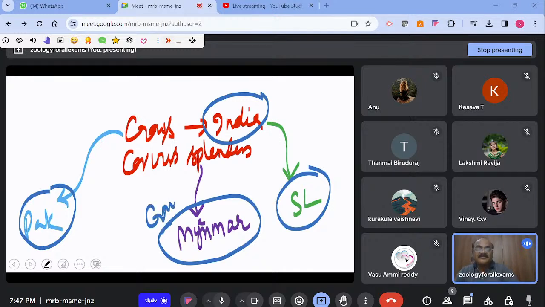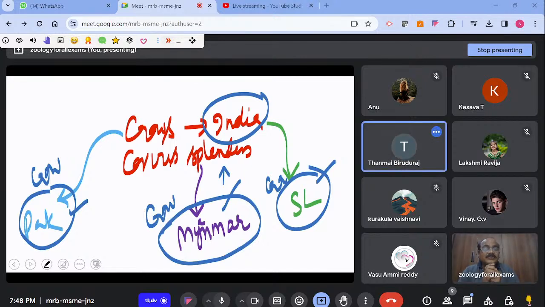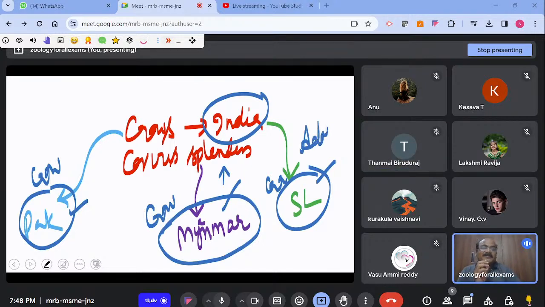Here also the same Corvus splendens is there, the same crow is present. But what happened here? Because they are separated from each other, they cannot come back again. They have gone to a new place. Now they have to adjust themselves to the newly changed environment in Myanmar, Sri Lanka, and Pakistan. What happened? Adaptation, sir. They have to adapt themselves. Very good, excellent. So adaptation should take place. How does adaptation take place? By bringing about certain phenotypic changes, so that there is a morphological dissimilarity in due course of time.